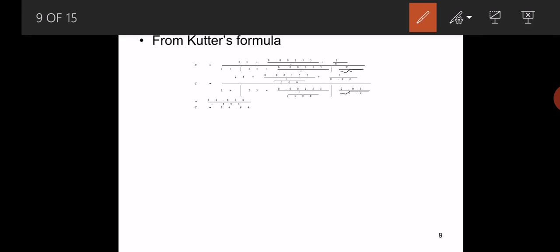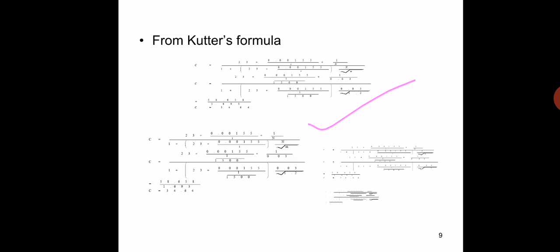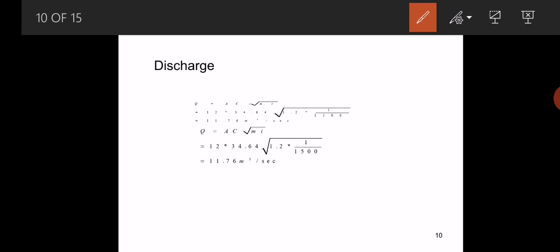We substitute all the above values in Kutter's formula, then we can get C. Then the discharge Q is equal to AC into root m. Here we will get the discharge ultimately as 11.76 meter cube per second. According to Kutter's formula, the discharge becomes 11.76 meter cube per second.